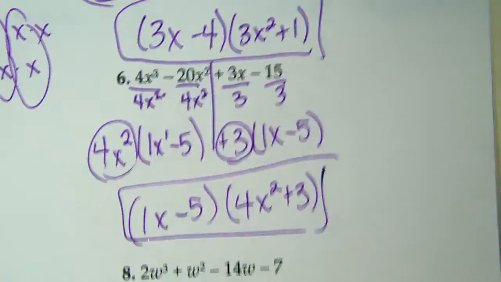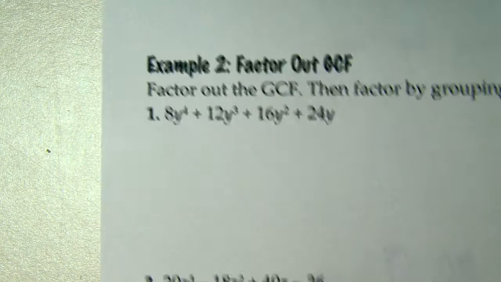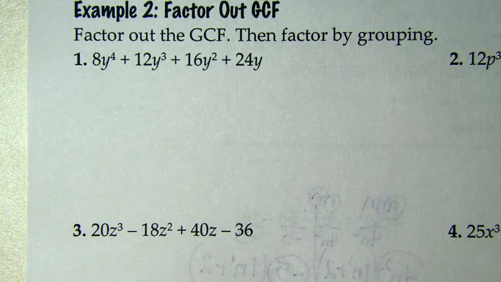So example 2 is very similar. We've just got one step before we do the factor by grouping, which is what we just did. So this says factor out the GCF. So the very first thing we're looking for is a common factor in all 4 terms. So it's saying what number or what variable goes into all 4. And we're going to take that out first and then do exactly what we were doing.